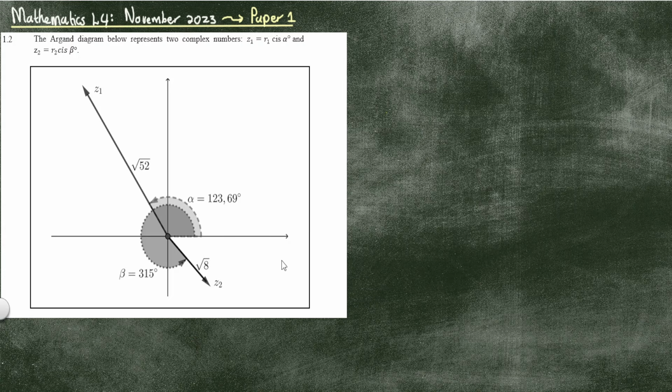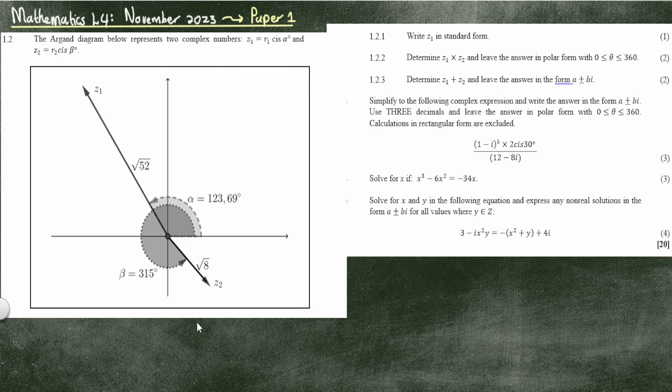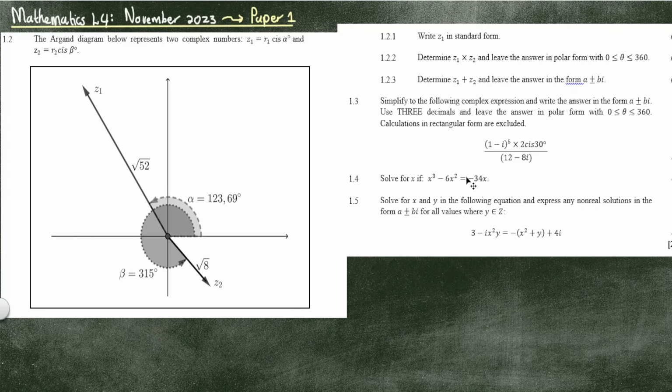So 1.2 contains an Argand diagram, and then we also have 1.3, or let me just stretch it out, so yeah, right there. Okay, so we also have 1.3, 1.4, and 1.5. So it's a total of 5 questions out of question 1.